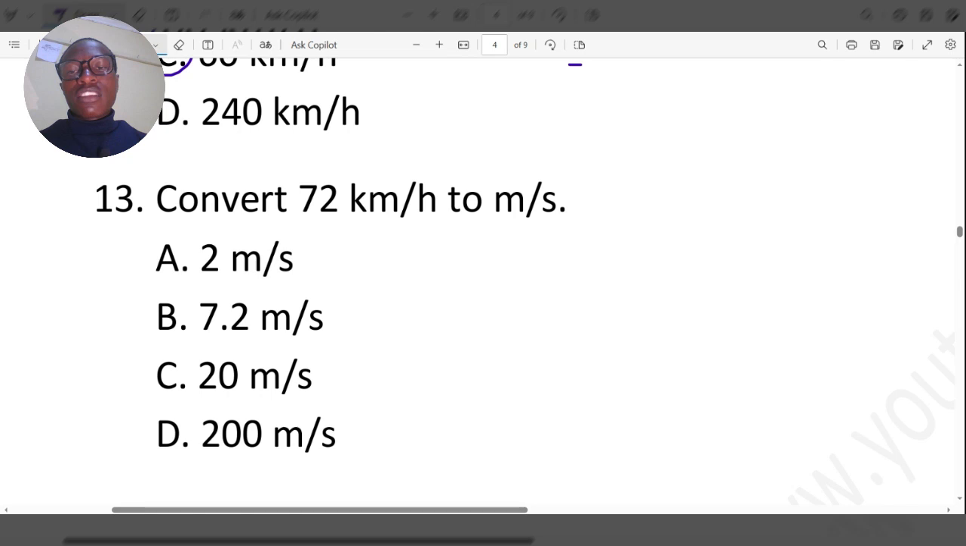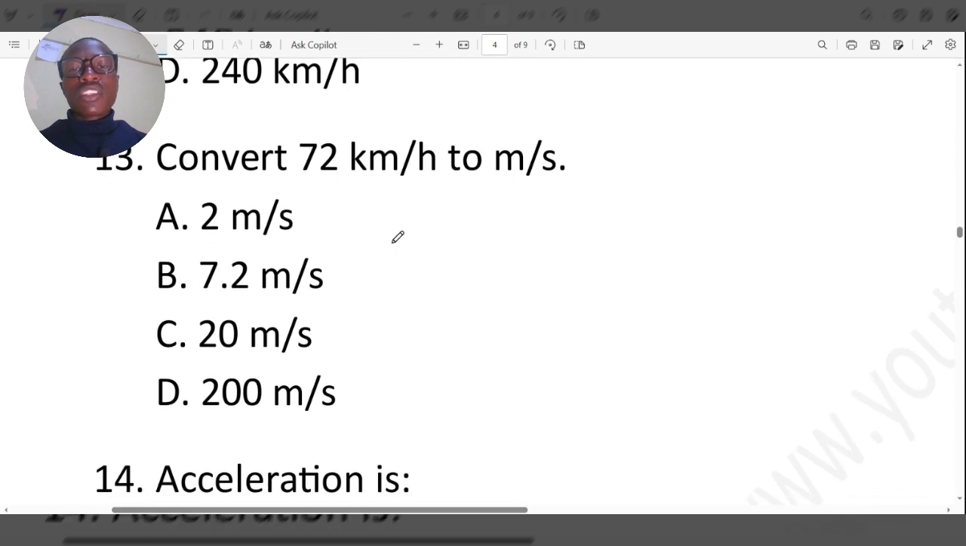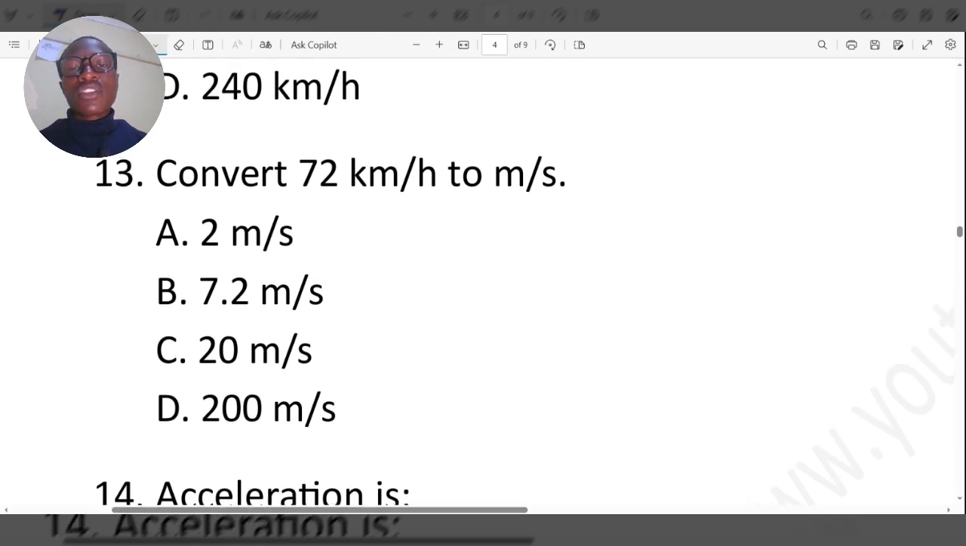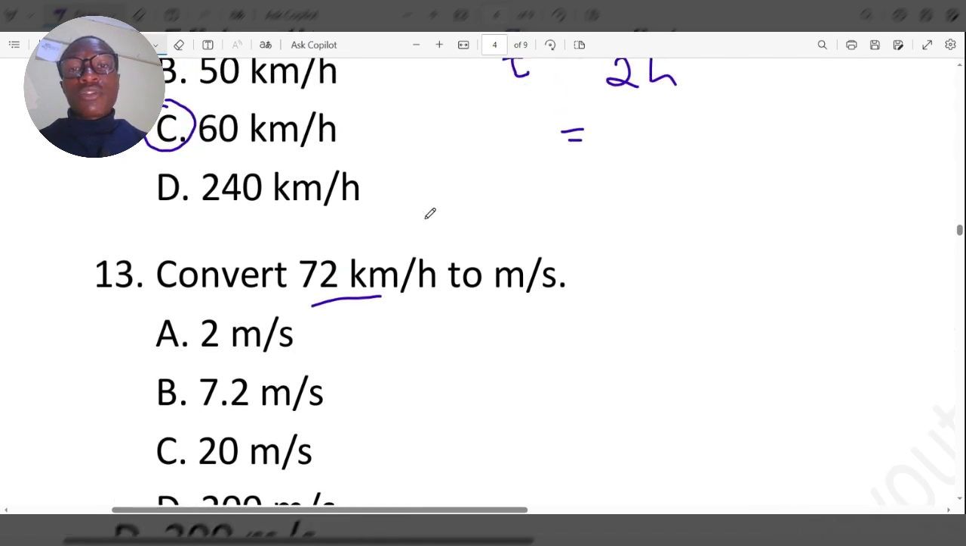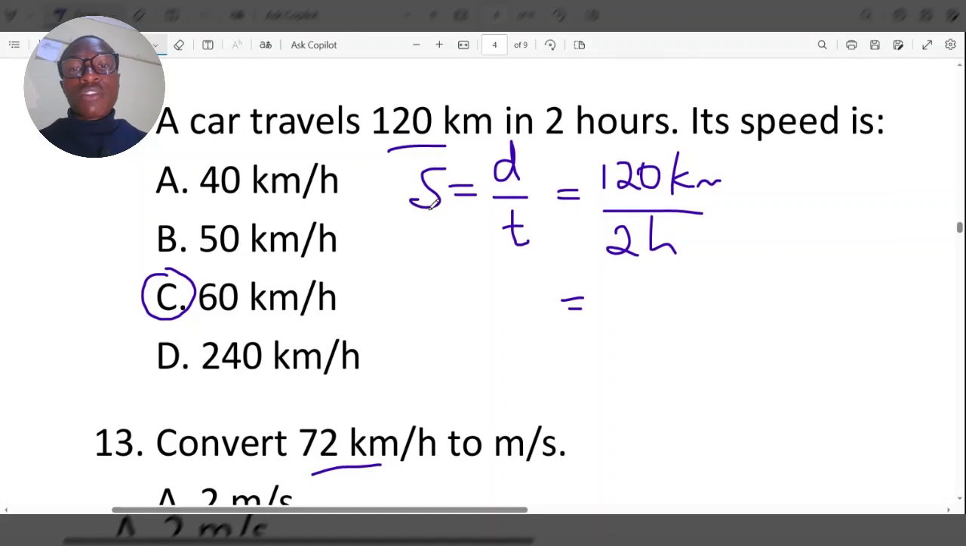So question number 13, convert 72 kilometers per hour to meters per second. To convert this, look at the formula we have already used: speed equals distance divided by time, and the units we got there, 60 kilometers per hour. Kilometers per hour means that the car is traveling 60 kilometers in 1 hour, so per every unit of 1 hour.